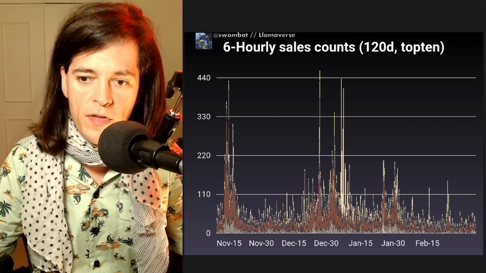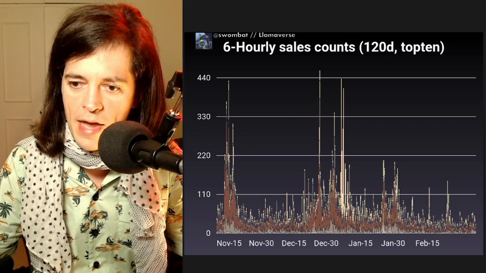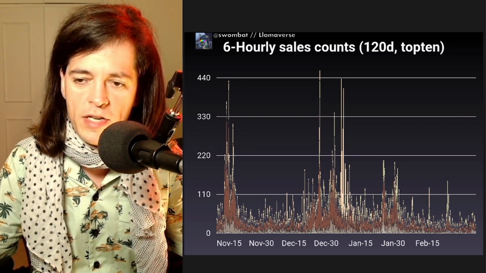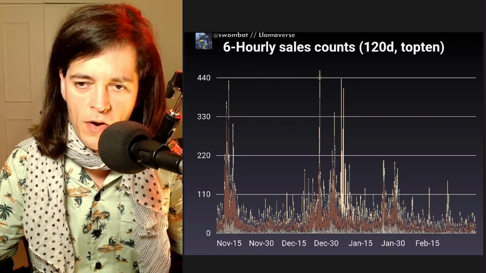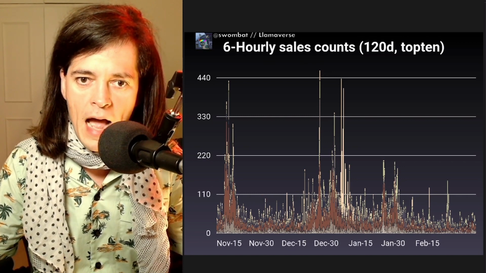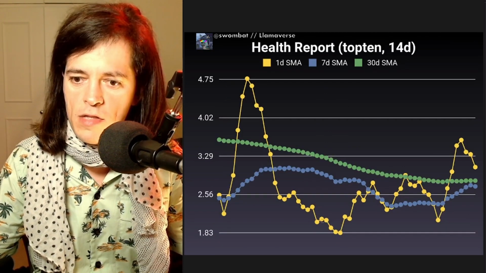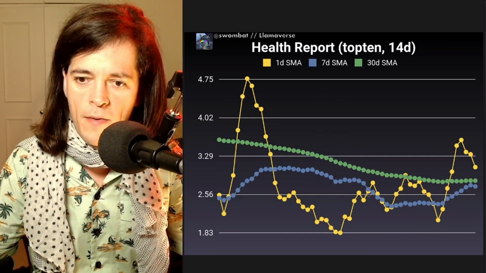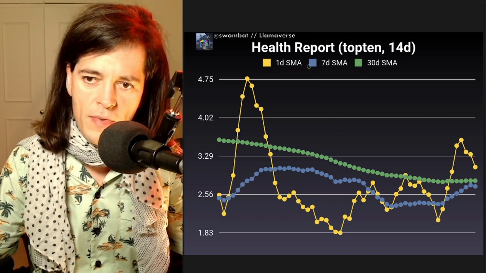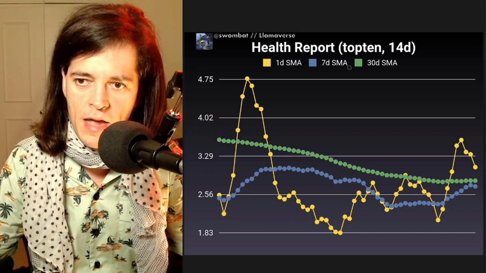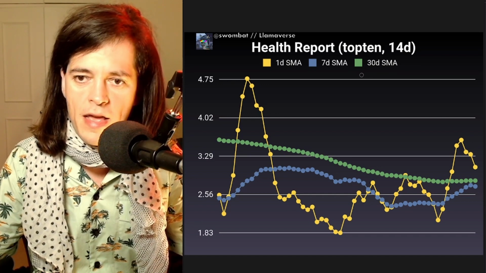And I apply a logarithm as well to try and make sure that all the activity is not just tiny little fluctuations at the bottom. So having applied a logarithm and normalized from 0 to 10, I then take a moving average of those. That results in the yellow line here. The blue line is the same thing, but averaged over 7 days instead of 1 day. And the green line is the 30-day.